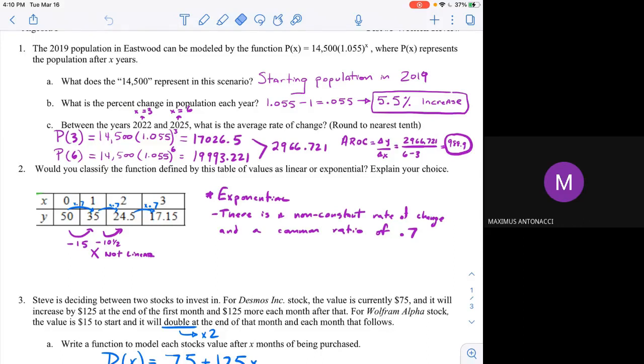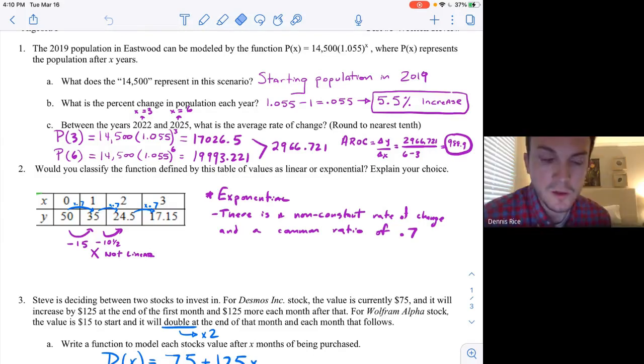So where did you get the 6 from? I'm not understanding. P of 6 for number 1, part C. In 2025, that would have been 6 years because this problem was talking about 2019. So that would be 6 years in the future, just like how 2022 was 3 years in the future.